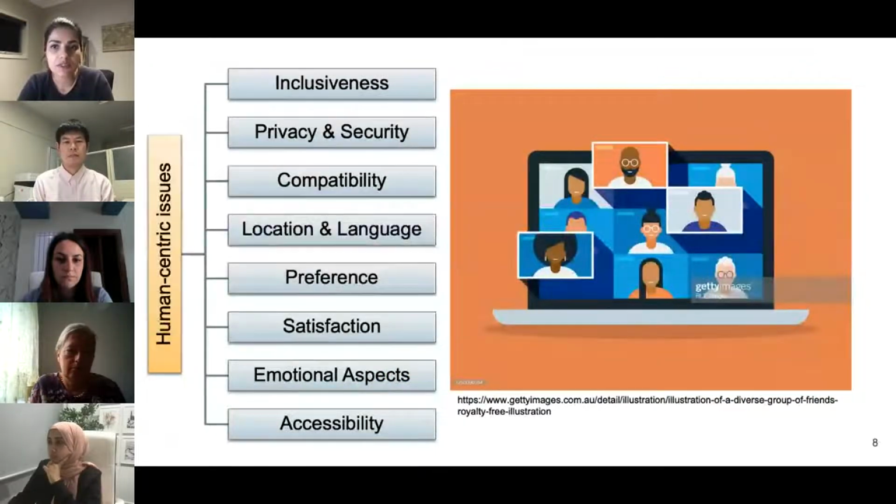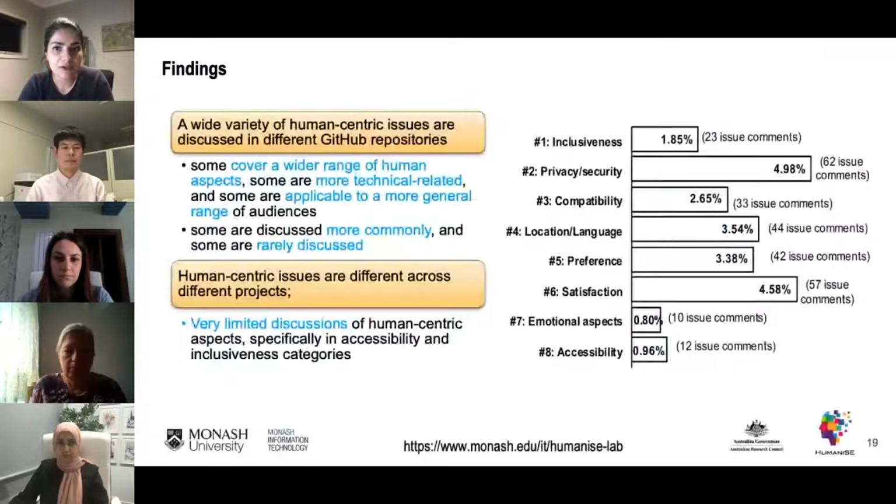We finally categorized the human-centric issues into 8 categories: inclusiveness, privacy and security, compatibility, location and language, preference, satisfaction, emotional aspects, and accessibility. We found that a wide variety of human-centric issues are discussed in different GitHub repositories. Some are discussed more commonly, such as privacy, satisfaction, and user preferences. And we found that there is very limited discussion of accessibility, emotional aspects, and so on.